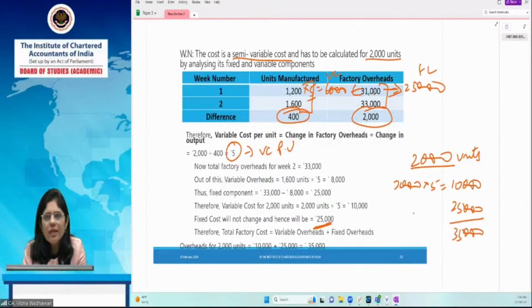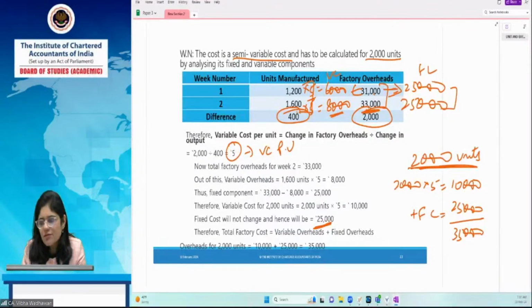You can check with the next week also. 33,000 amount and 1,600 units. So variable cost will be 1,600 into 5. That means 8,000. And out of 33,000, 8,000 is variable. The balance 25,000 is fixed. So fixed will always remain fixed. Now let us apply for 2,000 units also. 5 is variable cost, so 10,000 plus fixed cost 25,000. So total cost for 2,000 units comes to 35,000. Clear? So now we just have to do the profit calculation.